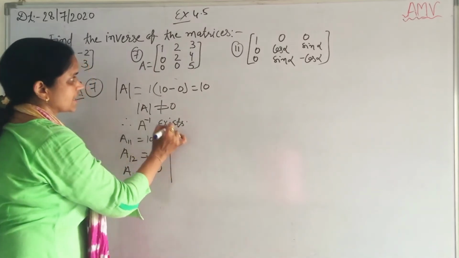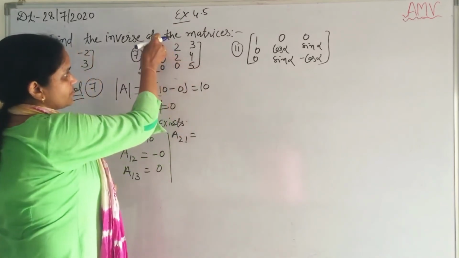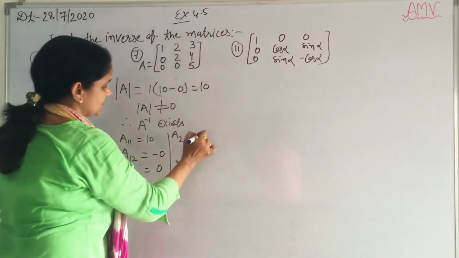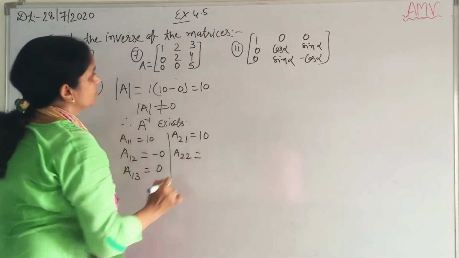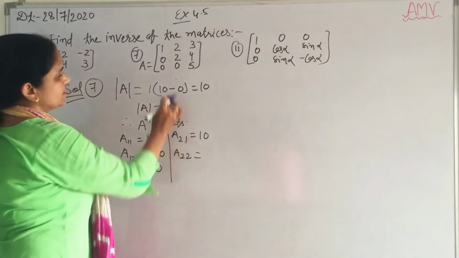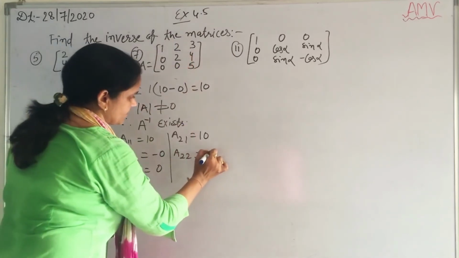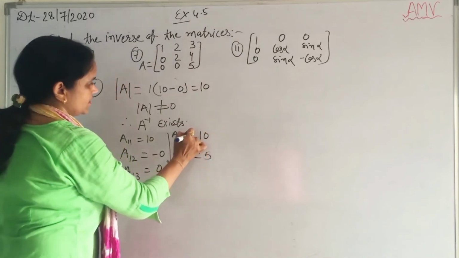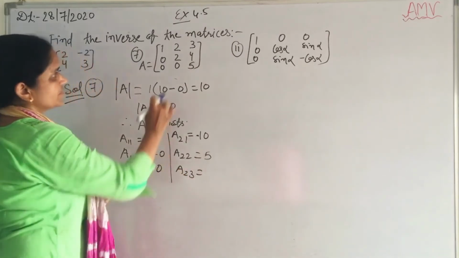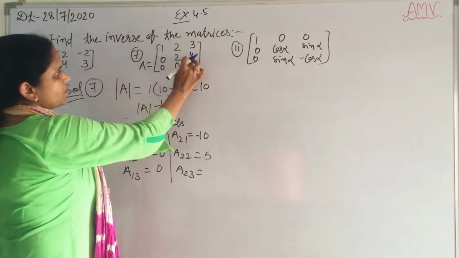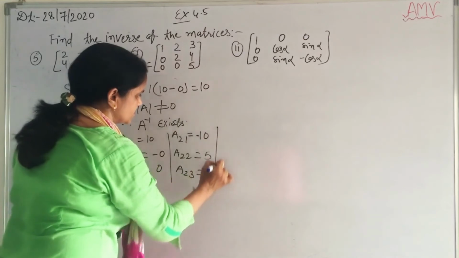Now for the second row, A21, second row first column cancel. 5 2s are 10, and now A22. Okay students, for this second row second column cancel. 5 1s are 5. Here minus sign, and A23, 4. Okay, so second row third column cancel. 1 into 0 and 0 into 2, it's also, students, 0.